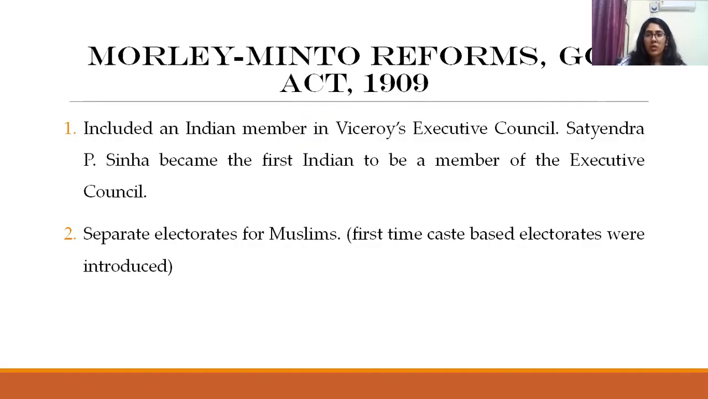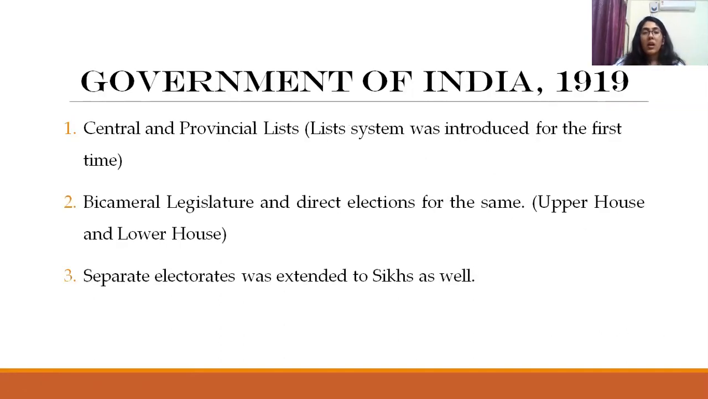Then the Morley-Minto reforms, that is the Government of India Act 1909. Through this reform, Indian members were included in the Viceroy's Executive Council. Satyendra P. Sinha became the first Indian to be a member of the Executive Council. Separate electorates for Muslims were also introduced through this. This time, the state-based electorates were introduced.